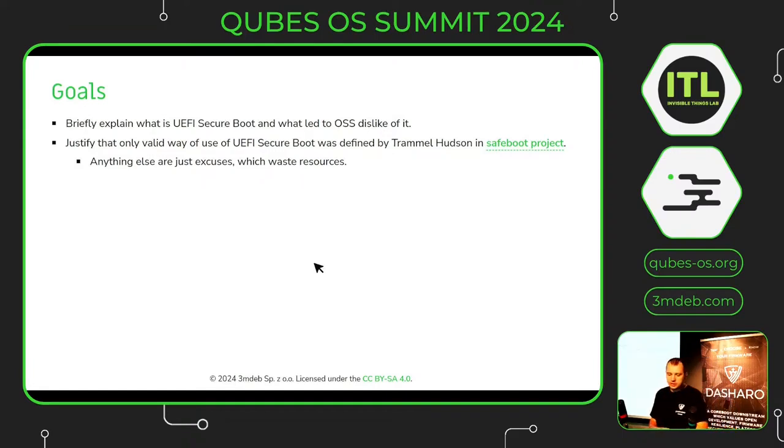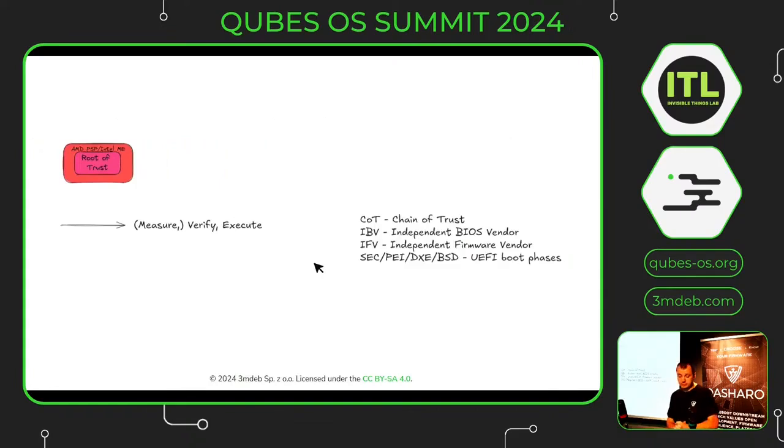On the other side, I have a very strong personal opinion about how it should be used, which I guess is not exactly the same as most of the distributions, but that could be a point of discussion. I will try to justify that the only valid way of using UEFI Secure Boot is what Trammell defined in the Safe Boot project, which is defunct, unfortunately, but it is what it is.